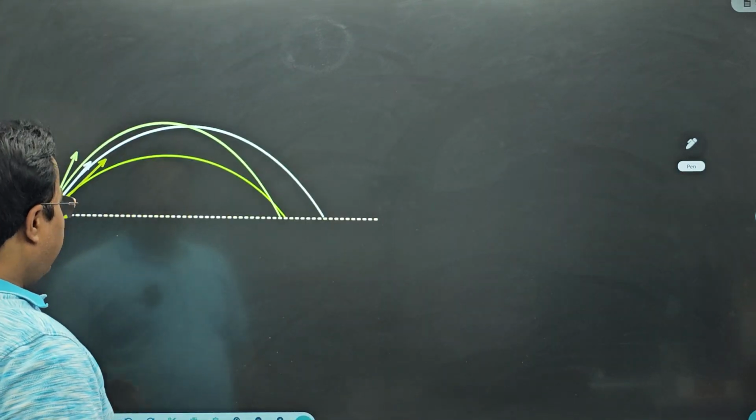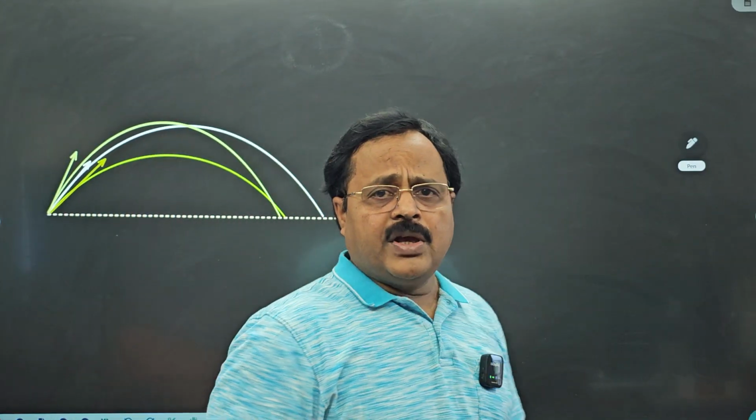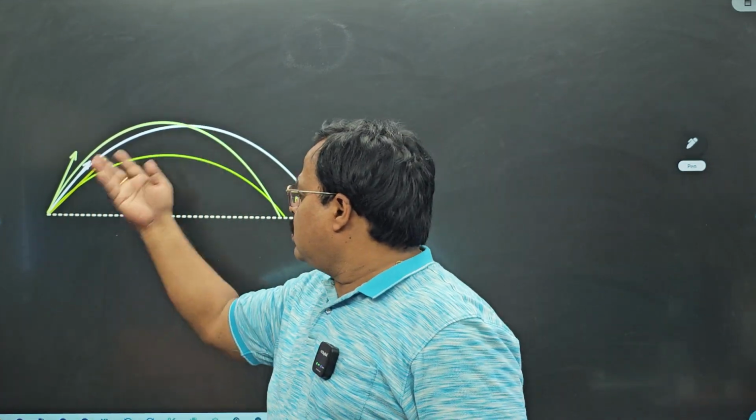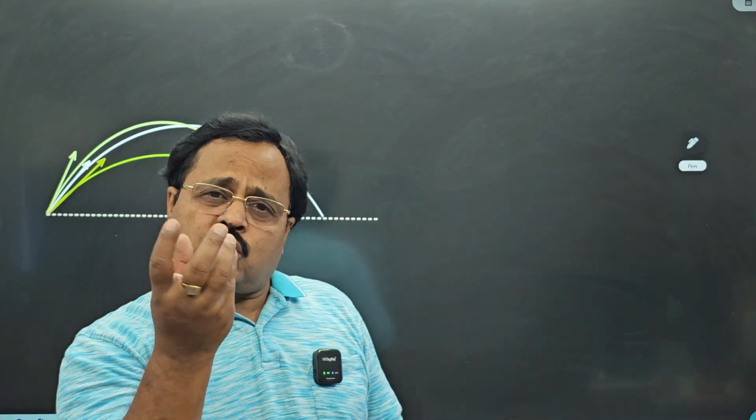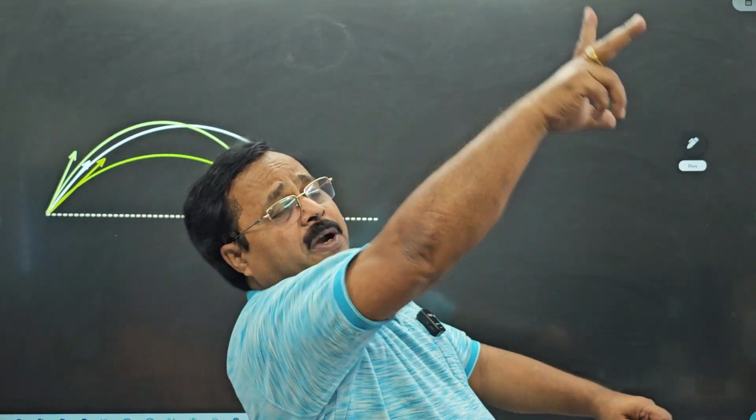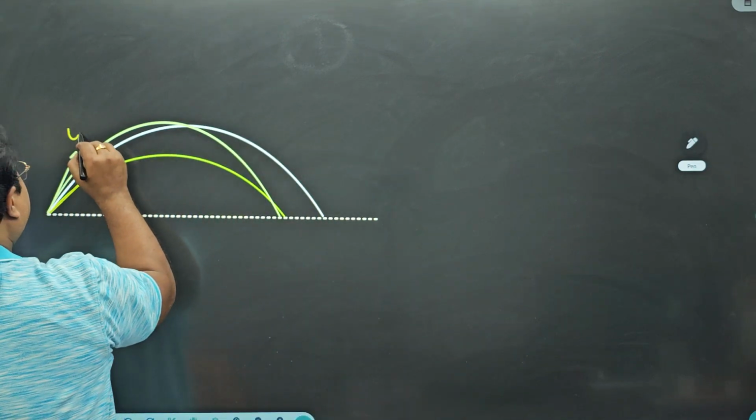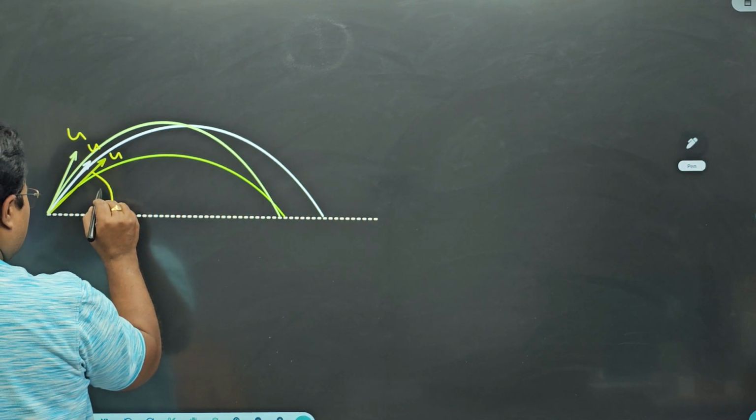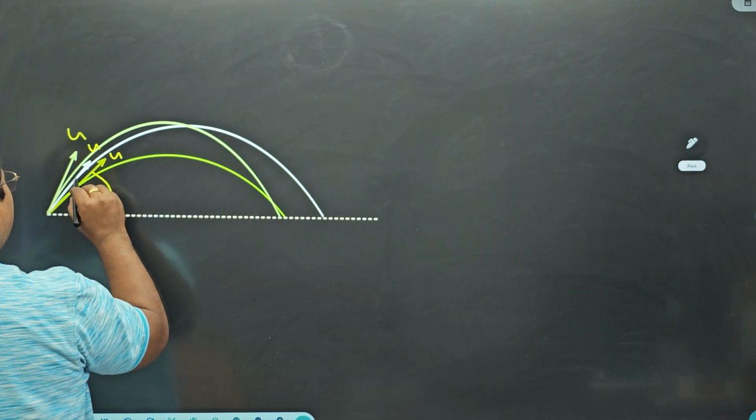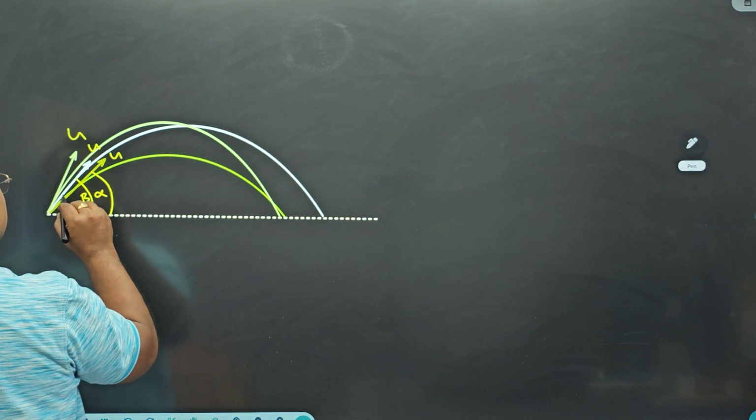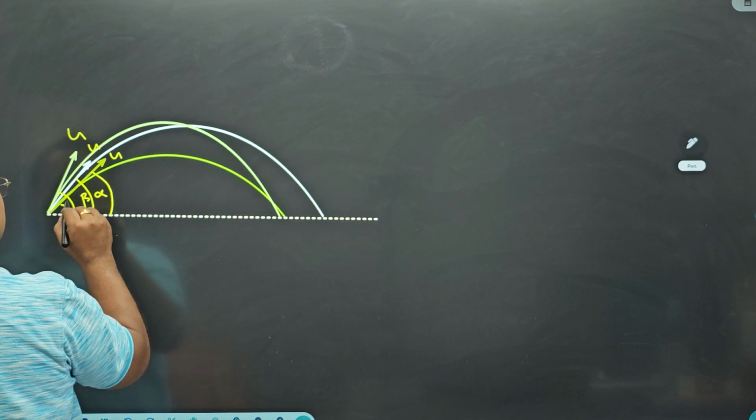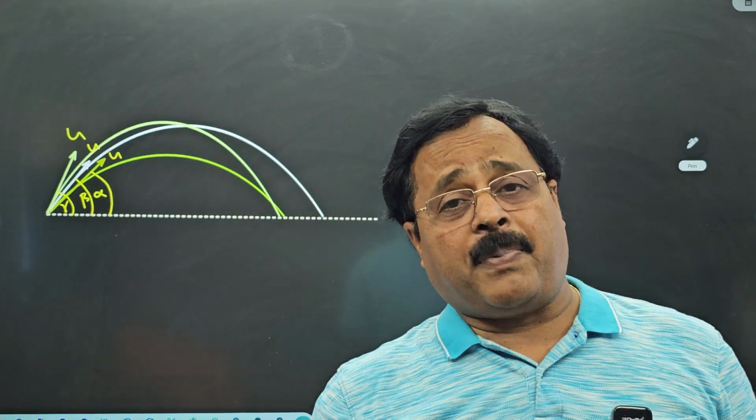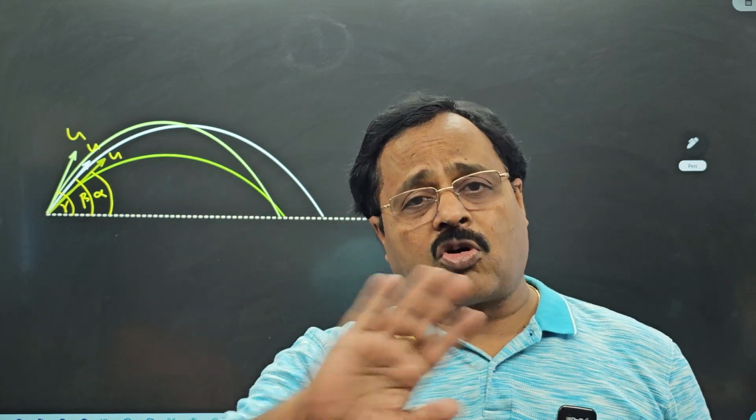Now let us move to this particular diagram. You see, there are 3 boys. They have thrown stones with the same speed U, making different angles with horizontal. One person has thrown with angle of projection alpha, another person has thrown with angle of projection beta, and the third person has thrown with angle of projection gamma. But for all the persons, the speed of projection U is constant.